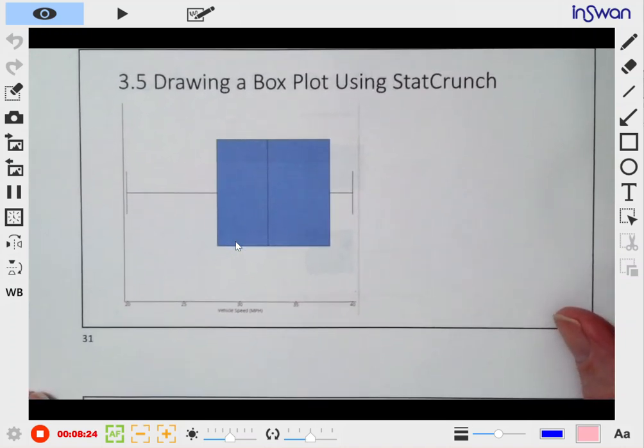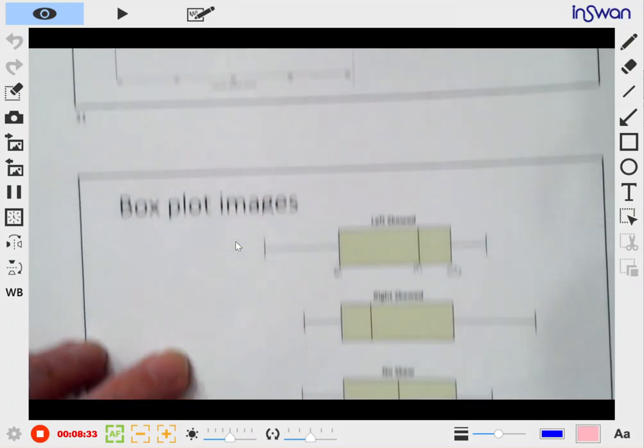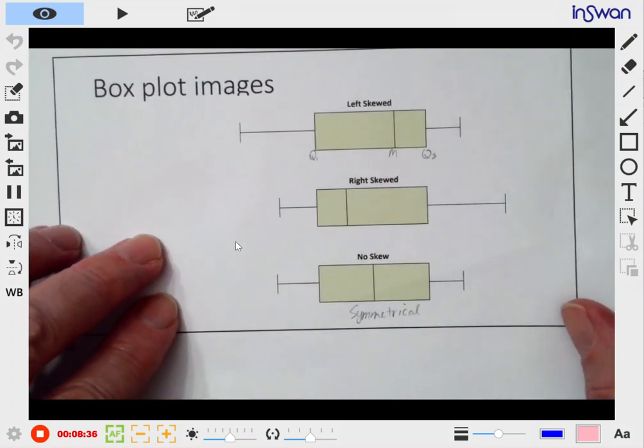And so it looks very similar to what we did. You can compare it to what we just did. It's pretty much the same. Mine doesn't look quite as nice as that one though.